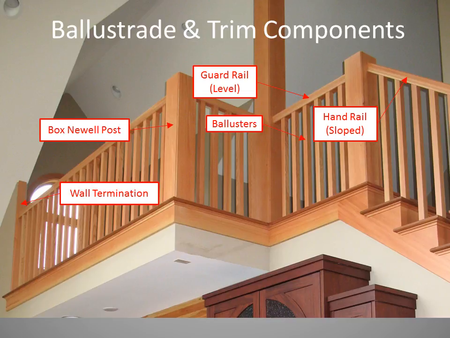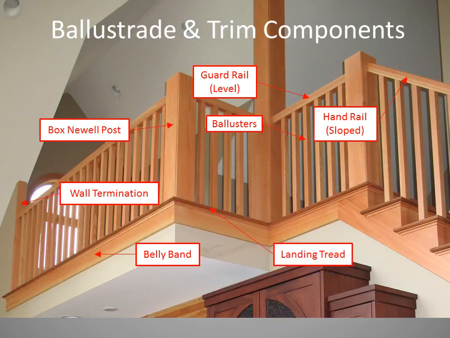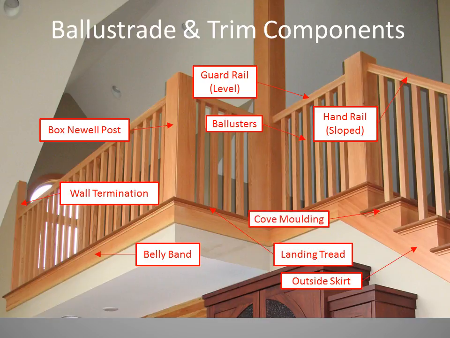On the far end, we have a wall termination, which in this case is simply a 1x4 applied against the end of the wall where the railing butts into it. We also have a belly band and a landing tread, and an outside skirt. And finally, to complete the detail of the treads to the skirt, we have cove molding.